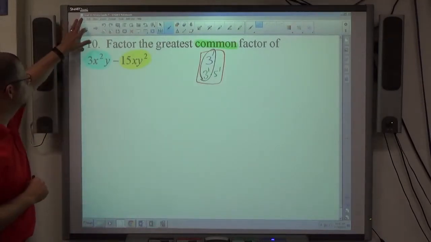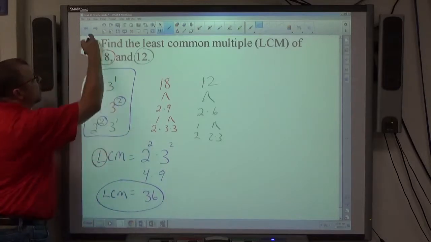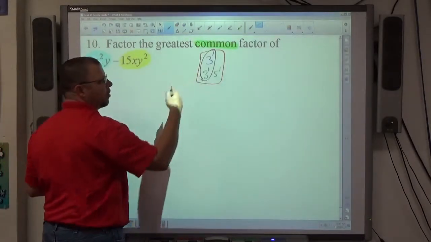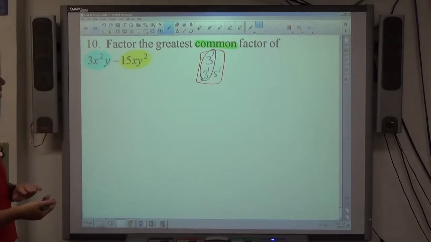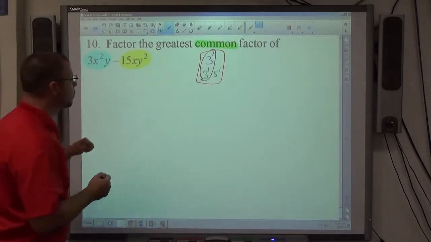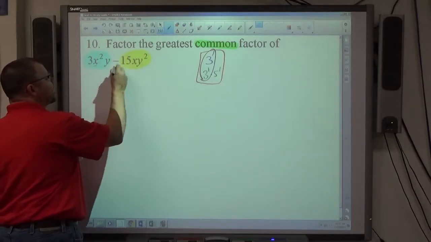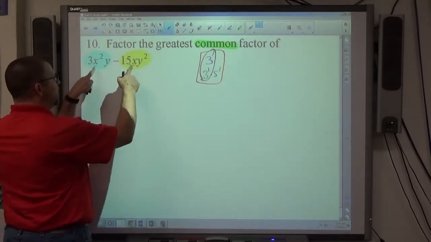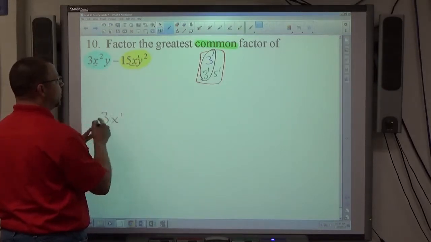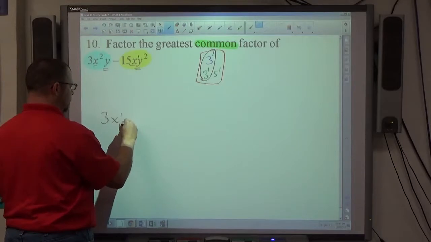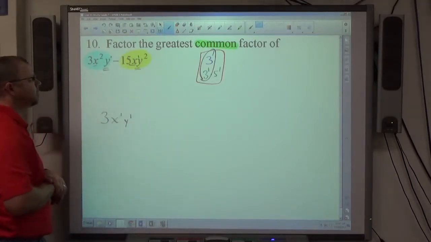So going back to least common multiple, I'm taking the highest power. For greatest common factor, we're taking the lowest power. It's weird, backwards, but they're both backwards the same way, so that's how you do it. So 3 to the first is common to the numbers. And then looking at x, x is common, and x to the first is what we can take out. Again, the smallest power. And then y is common, and our choices are 1 and 2. Y to the first is what's common.